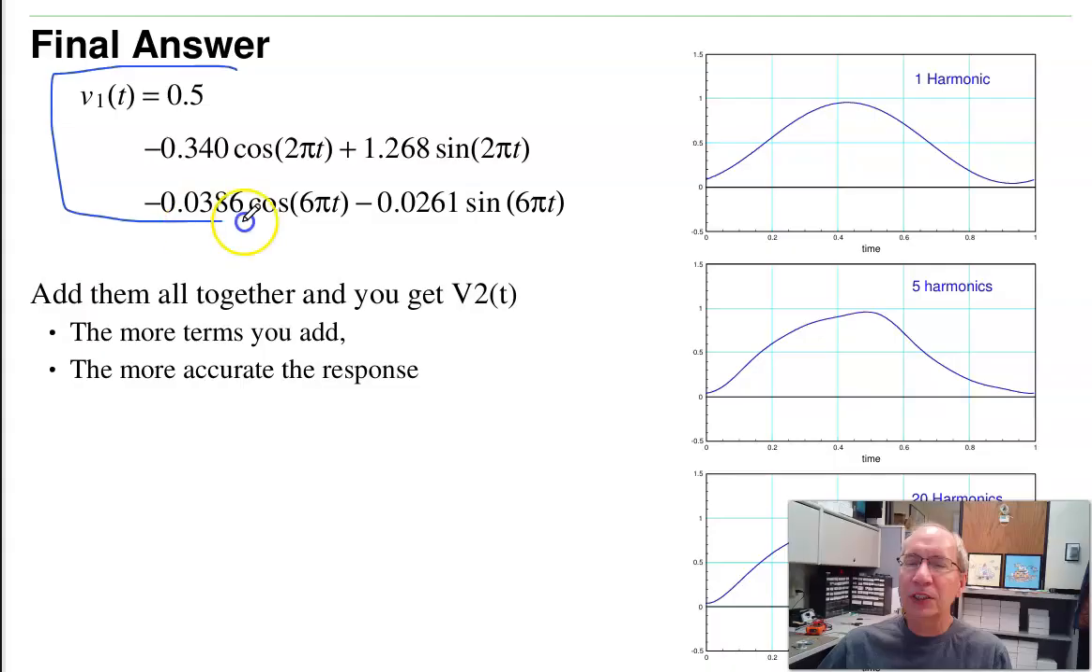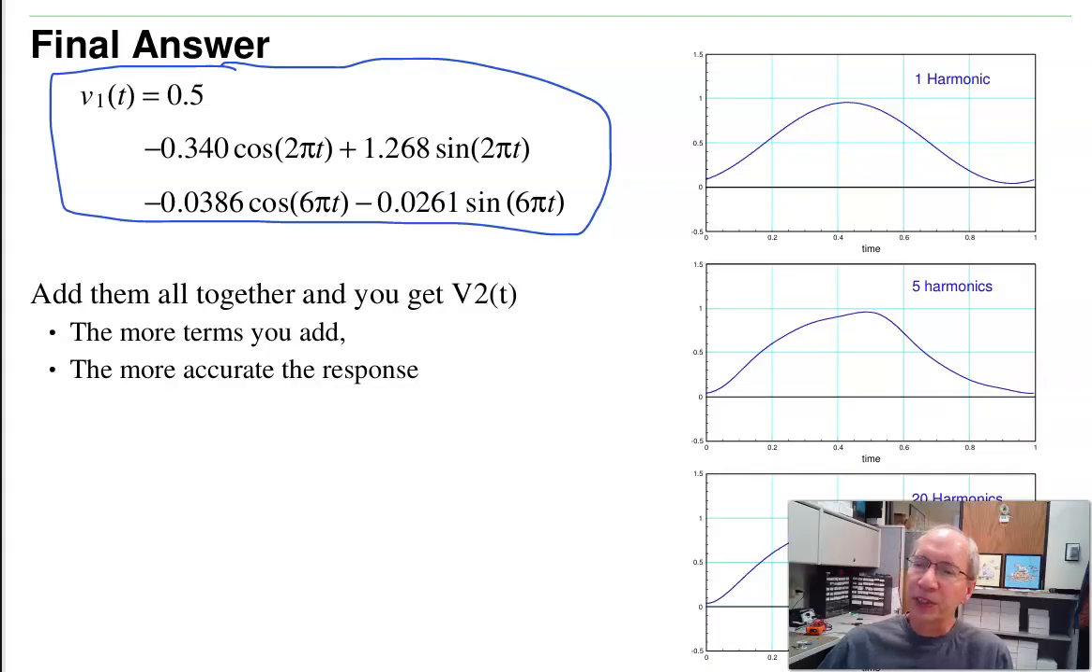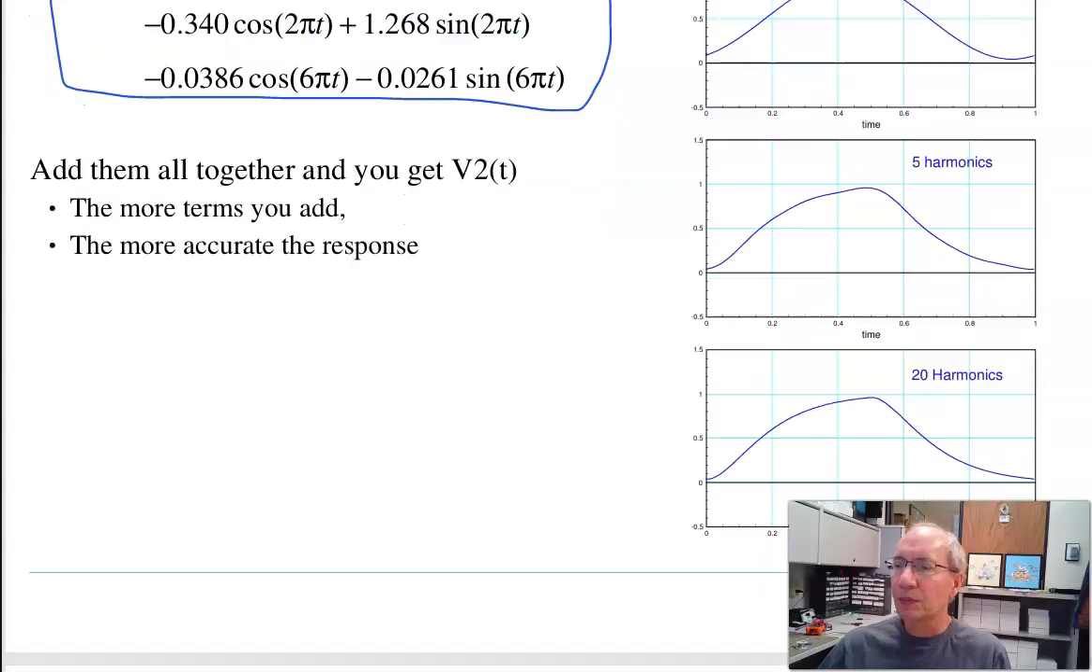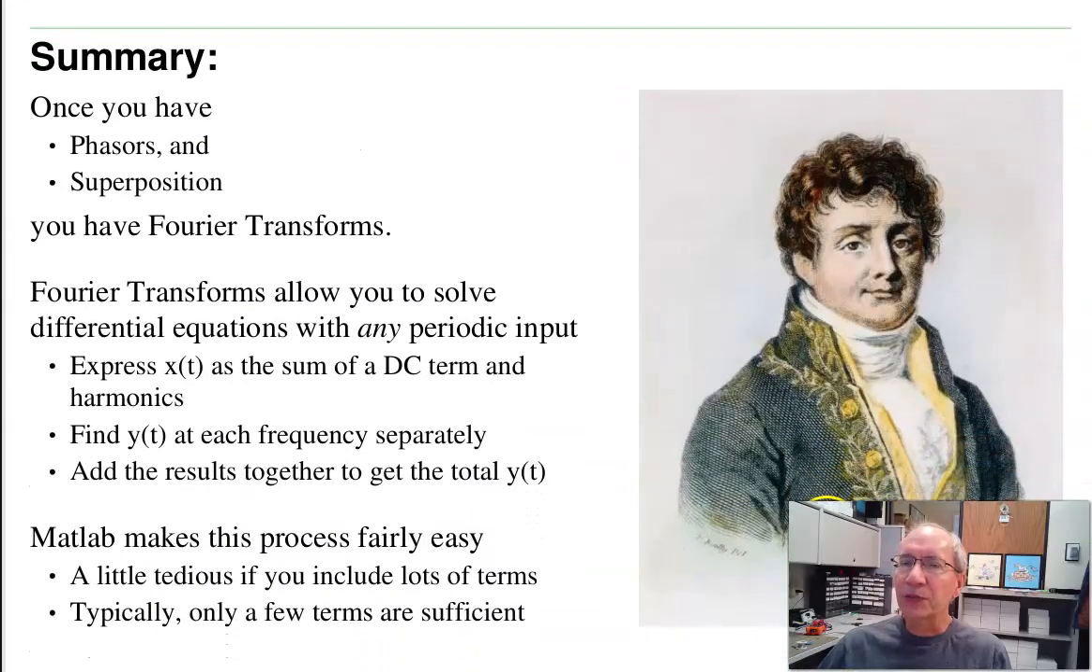So this is the equation for V1 of t. And it actually goes out to infinity. If I just include the first harmonic, that's what it looks like. First 5 harmonics, first 20 harmonics. The more terms you add, the more accurate it is. So that's really Fourier transform.